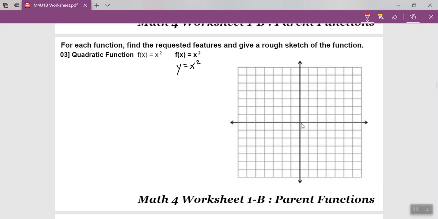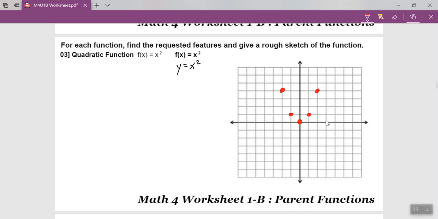Now, I'm going to show you a little trick for a standard parent function parabola: you start from the origin and you go out one, up one, and on the other side, out one, up one. And then you go back to the beginning and you say out 2, up 4. Come back to the beginning, out 2 this way, up 4. And what's happening here is that 1 squared is 1, 2 squared is 4.